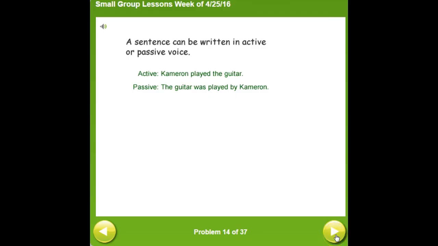A sentence can be written in active or passive voice. For example, the active sentence, Cameron played the guitar, can also be written in the passive voice. The guitar was played by Cameron. The active voice is stronger and easier to understand.